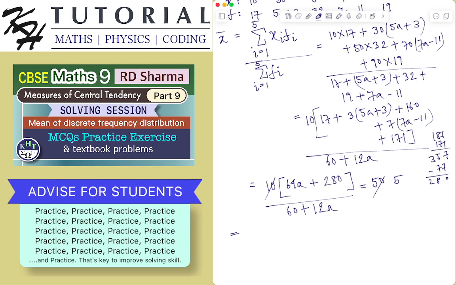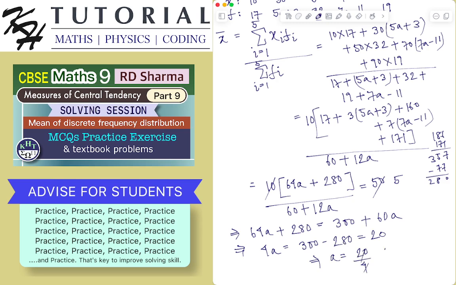And now if I do cross multiplication, I have 64a plus 280 is equal to 300 plus 60a. Okay. This implies, if I bring the a terms to the left hand side, I will have 4a is equal to 300 minus 280, which is equal to 20. So this implies a is equal to 20 by 4, which is equal to 5.